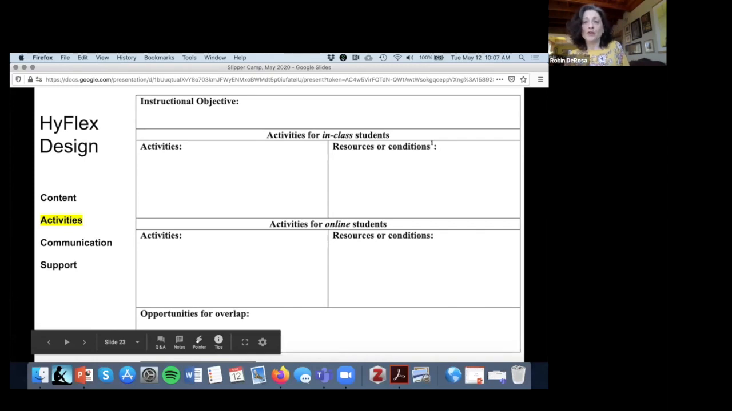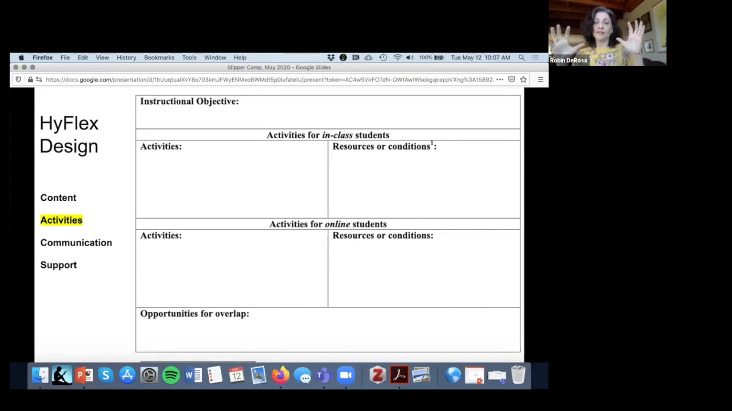We're going to offer you some HyFlex design worksheets, but one simple way of thinking about designing your course for HyFlex is to think about, on the left side of the screen, content, activities, communication, and support. Because you don't just have to design your content, right? You already understand that my content has to be delivered online and face-to-face. But all the other things as well have to be delivered that way.